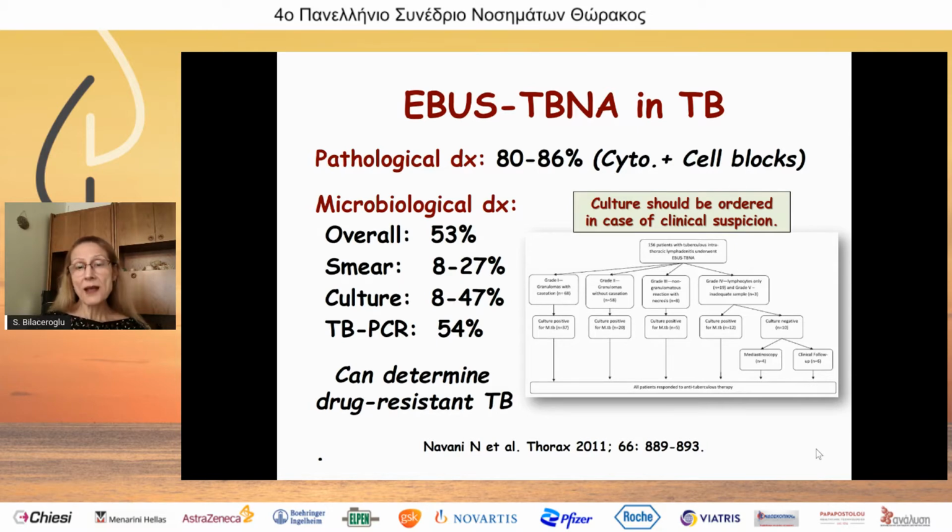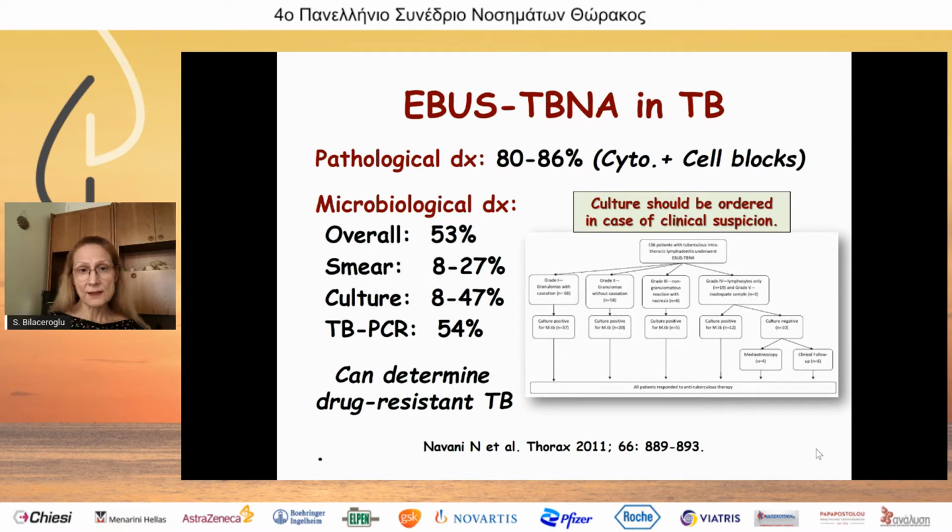We should combine cytological smears and cell blocks when sending the specimens to pathology. Then the diagnostic yield for pathological diagnosis increases to 80 to 86%. Regarding microbiological diagnosis, the overall yield of EBUS-TBNA is 53%. Smears do not give very high yield. Cultures may be positive in as high as 50%.